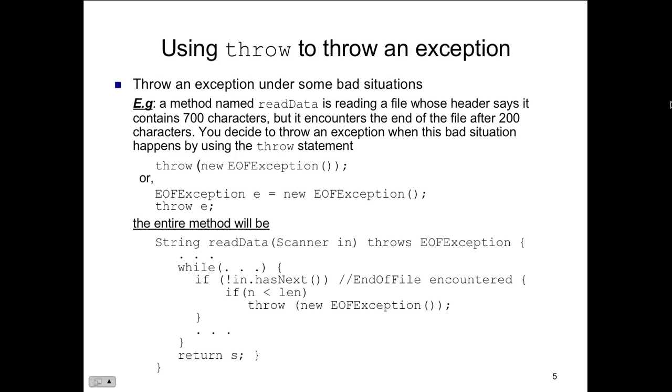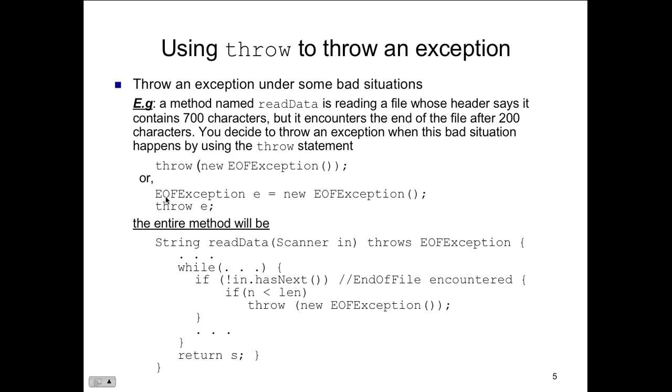And here's an example, a method named readData. Here's our method readData. It's reading a file whose header says it contains 700 characters, but it encounters the end of file after 200 characters. Now you decide to throw an exception when this bad situation happens by using the throw statement. So we can throw, and here's the statement that we're using.